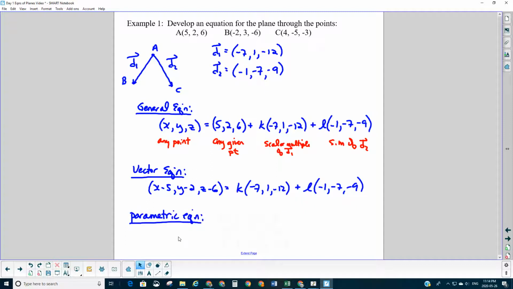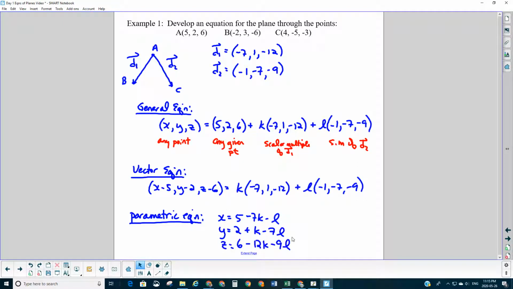And the good news, again, the parametric equation feels just like the parametric equation of a line. It describes how each coordinate is found, the x, the y, and the z. Let's just look at the x. The x comes from taking the x coordinate, so 5, plus the scalar multiple of this, negative 7k, plus negative 1l. So there's your 5 plus your negative 7k, or just minus 7k, plus your negative 1l, which is minus l. The y comes from 2 plus 1k plus negative 7l, so we'll just say minus 7l. And then can you predict what z is? z is going to be 6 plus, well, minus 12k minus 9l.